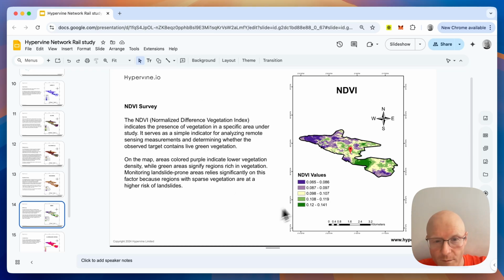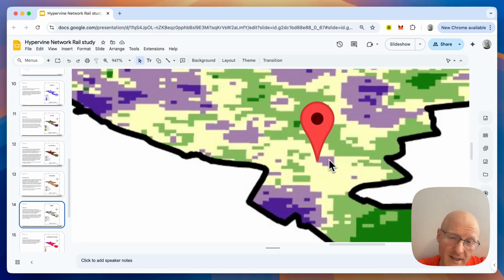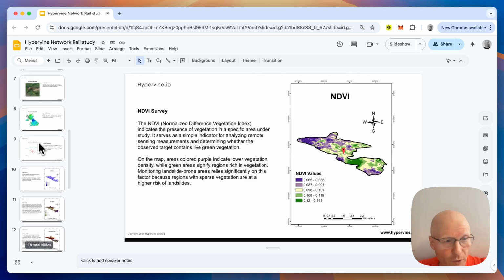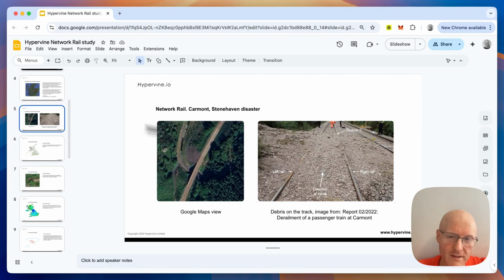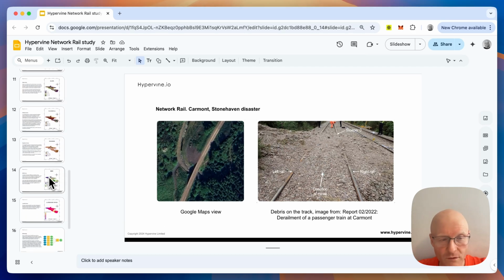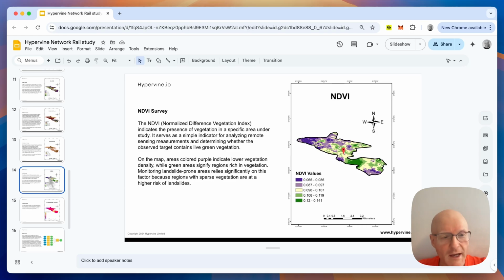Let's just zoom in. So basically, purple is indicating that there isn't a lot of vegetation. And if you zoom in here, you can see that it's actually in a purple zone there, where there wasn't a lot of vegetation at that particular point, which might be picking up on this type of area, this type of gravel type, which means it's looser and more prone to a landslide.